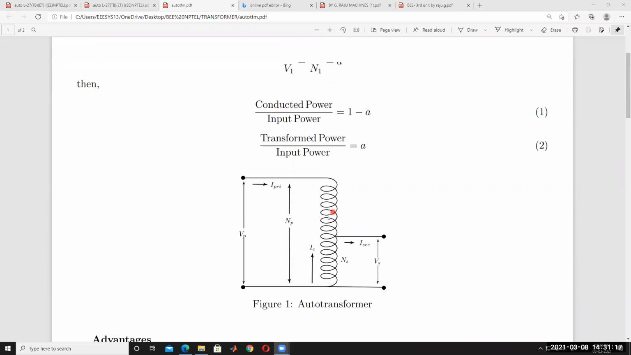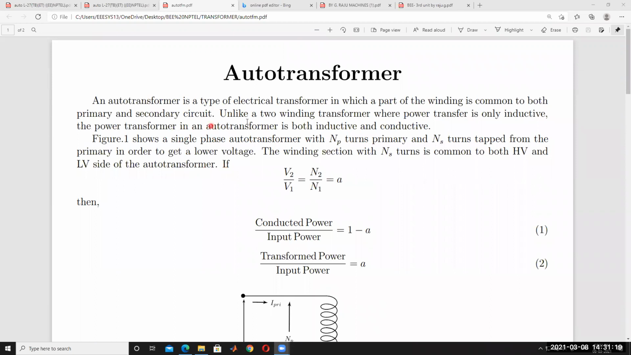Unlike a two winding transformer, where power is transferred only by induction, because of the mutual induction principle, power is transferred from primary to secondary. In a two winding transformer, power is transferred only in an inductive manner, only by mutual induction.